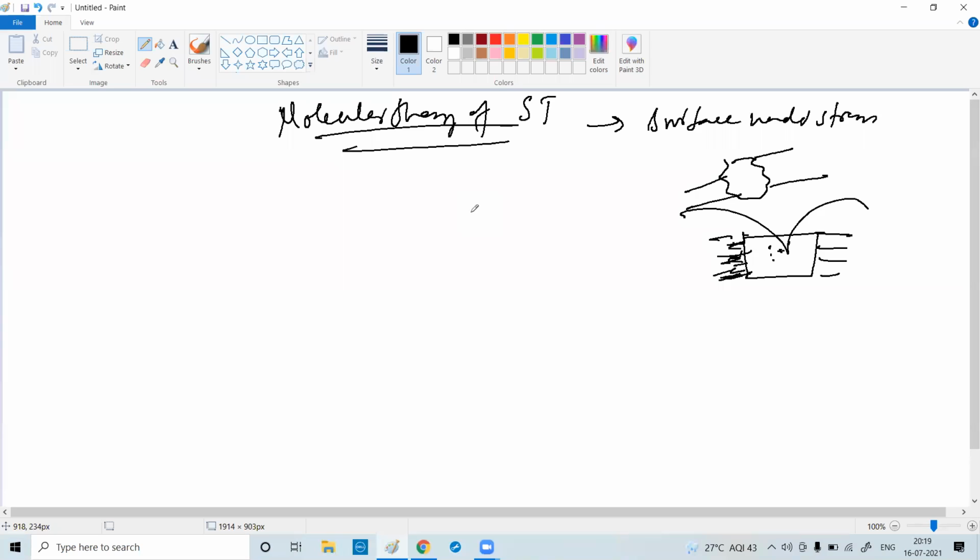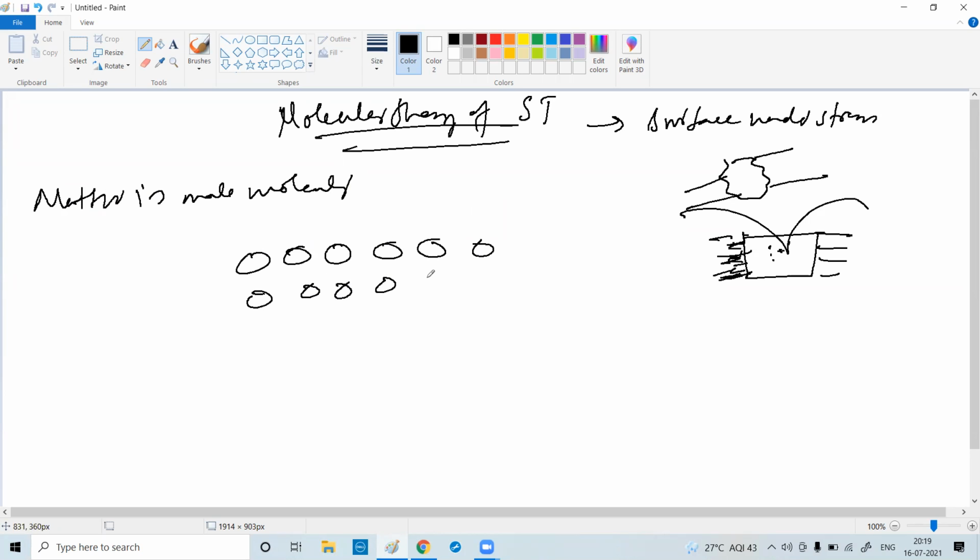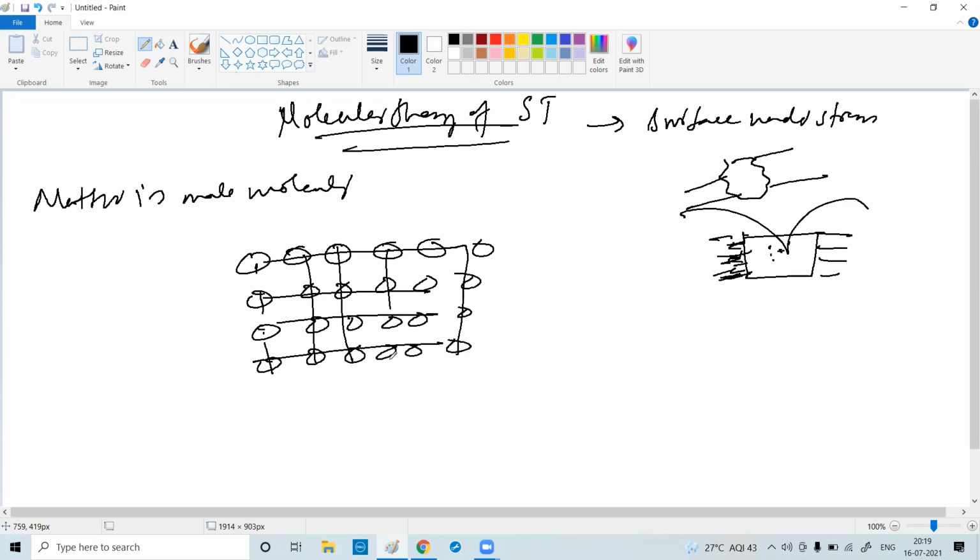As we know, matter is made up of molecules. Yes or no? If you take a solid, solid is made up of what? Molecules, which are closely spaced. Yes or no? And they are rigid. Why? Because very little space is there. The intermolecular force of attraction is very, very high. Yes or no?